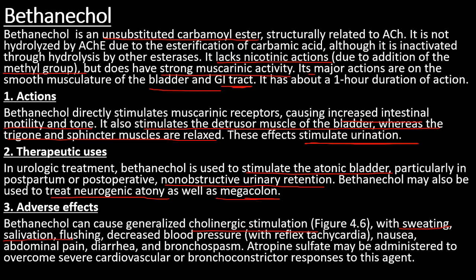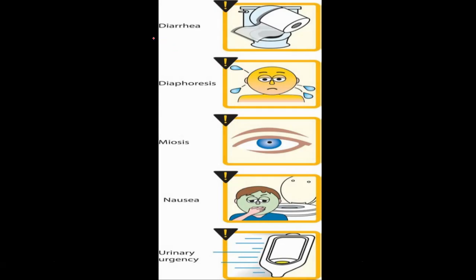You can see these are just generalized cholinergic stimulations: flushing, decreased blood pressure with reflex tachycardia, nausea, abdominal pain, diarrhea because of the hypermotility of the gastrointestinal tract, and bronchospasm because of its action on the bronchial smooth muscles. Now, atropine may be administered to overcome severe cardiovascular or bronchoconstrictor responses to these agents. So these are your side effects: diarrhea, diaphoresis, miosis, nausea, and urinary urgency.